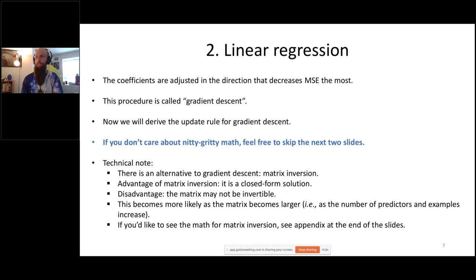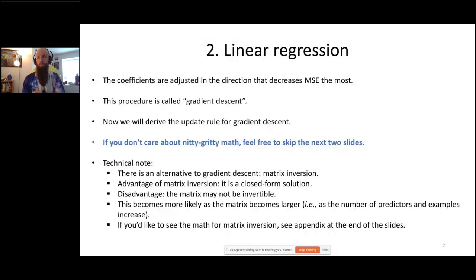So one technical note here, for the people who've seen linear regression in maybe their statistics classes or something like that, there is an alternative to gradient descent, which is called matrix inversion. That's a direct way of solving the linear regression problem. So you end up with this matrix vector equation, and then you take the inverse of the matrix and you rearrange it, and you can solve for the coefficients.